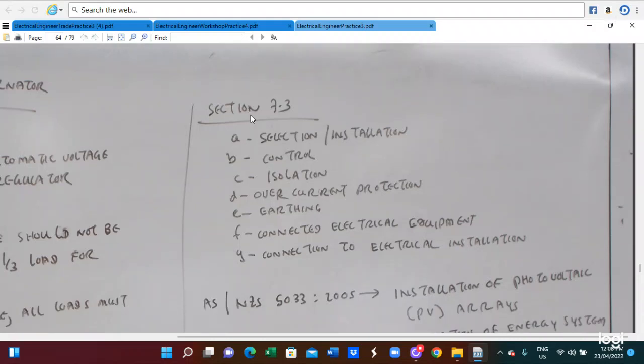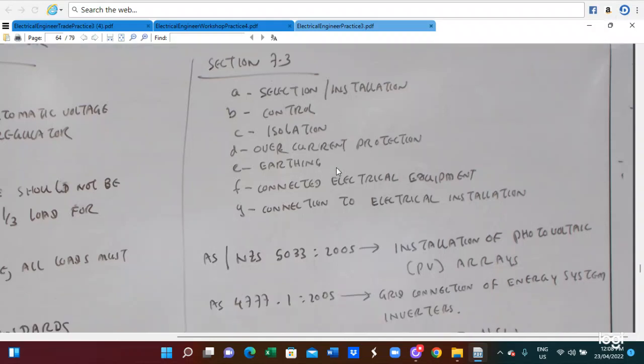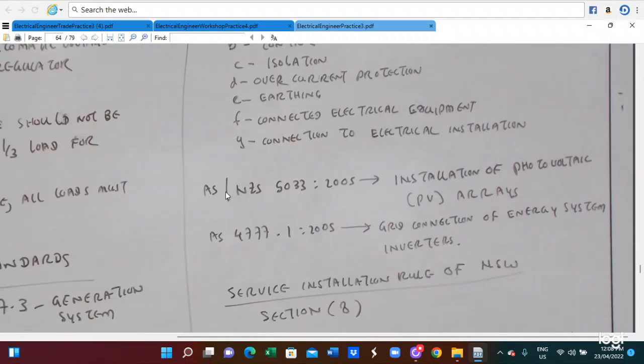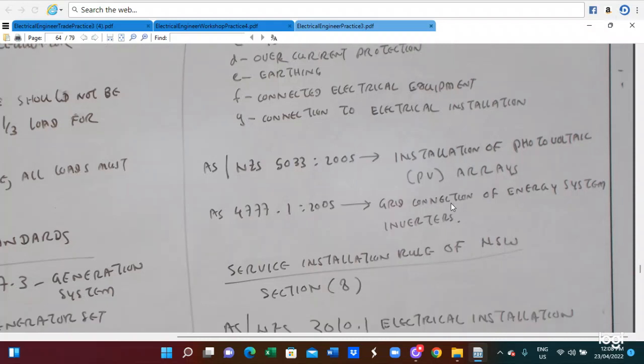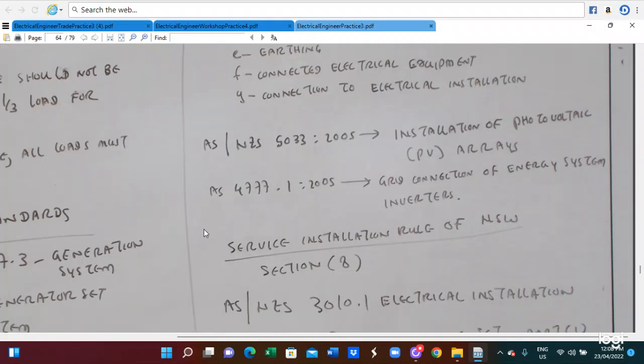It mentions the detailed installation of the emergency alternator system. In this case, AS/NZS 5033:2005 covers the installation of photovoltaic PV arrays. AS 4777:2005 covers the grid connection of the energy system via inverter.